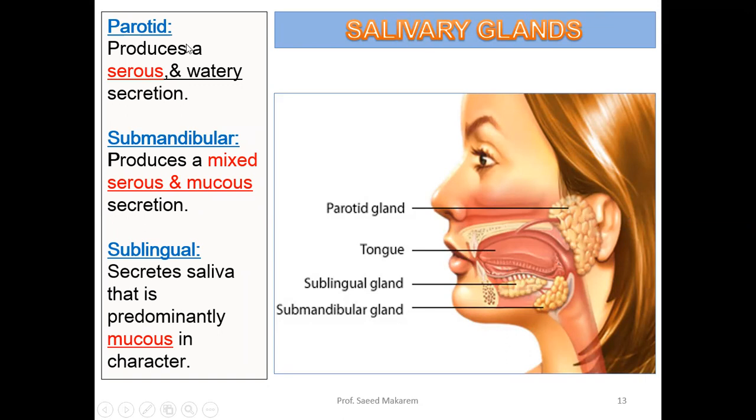The parotid produces serous secretion. Depending on the secretion, the glands are again divided into different types.